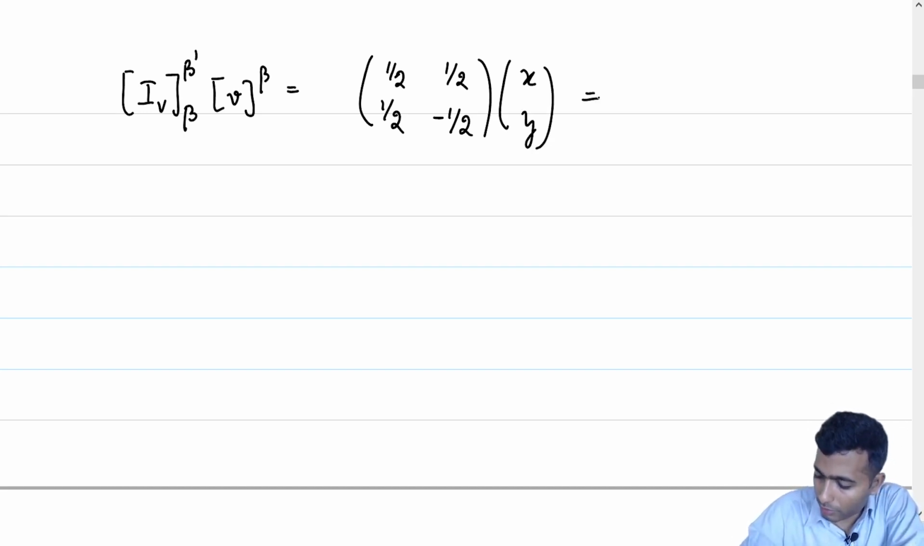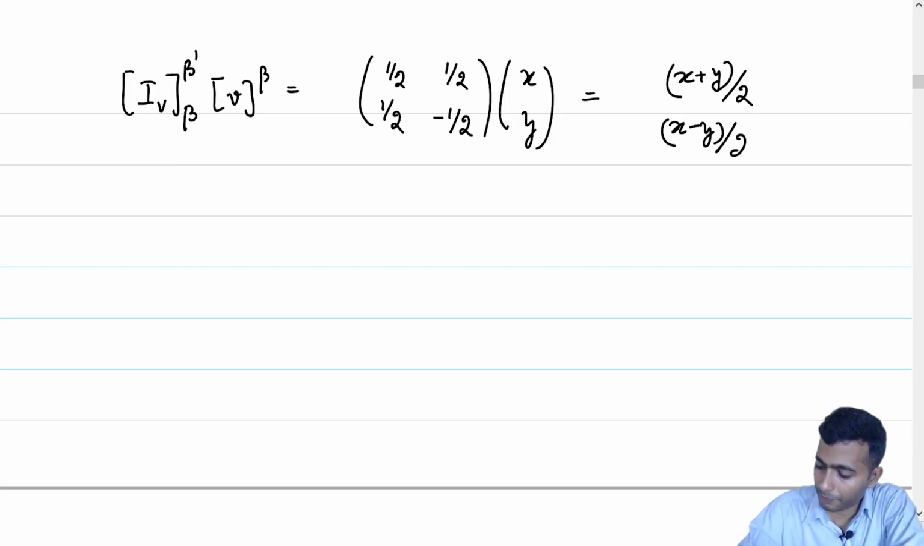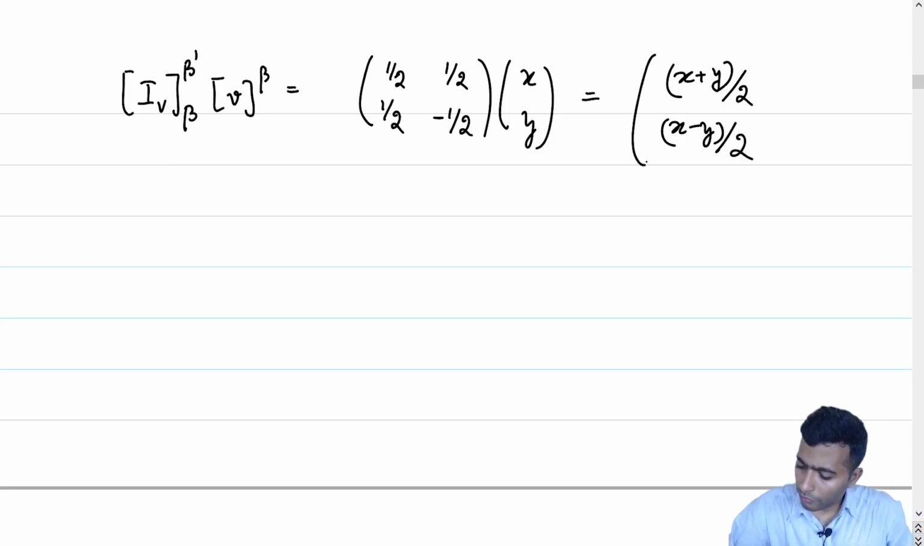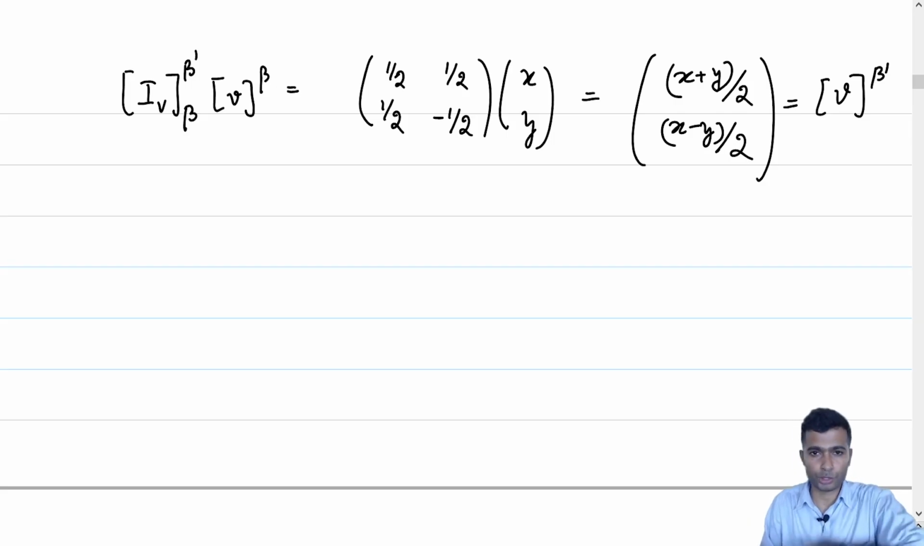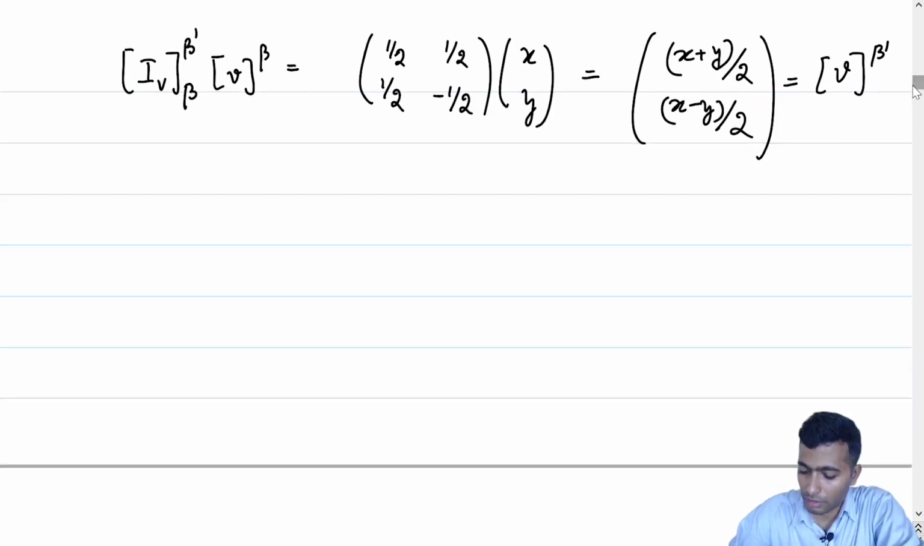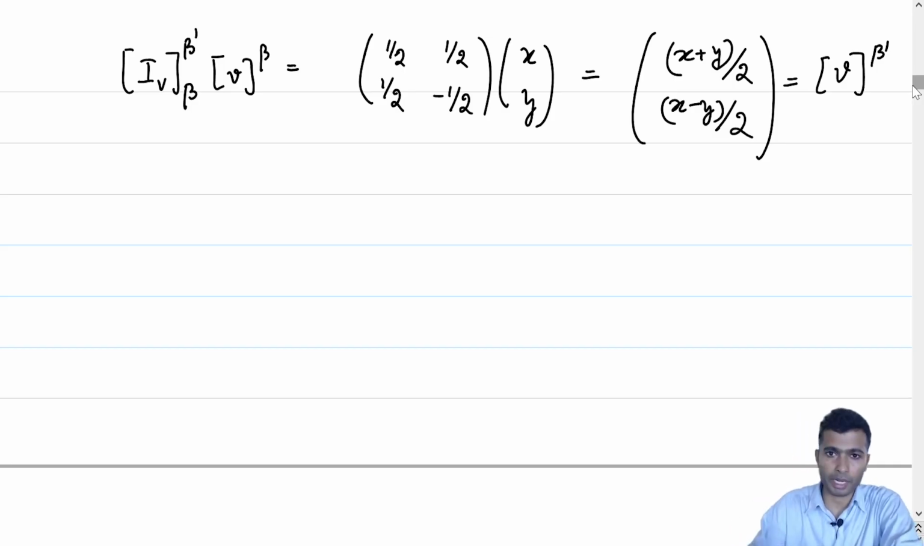This is equal to, you do the calculations, this will turn out to be (x plus y) by 2 and (x minus y) by 2, which precisely is our V beta prime, and that is precisely what we have just shown, isn't it? So yes, this is exactly how the change of basis matrix comes into the picture when we would like to look at how the column vector of V with respect to beta is related to the column vector of V with respect to the basis beta prime.